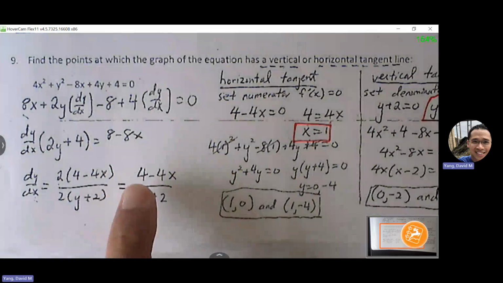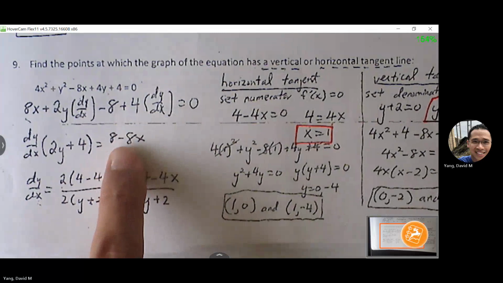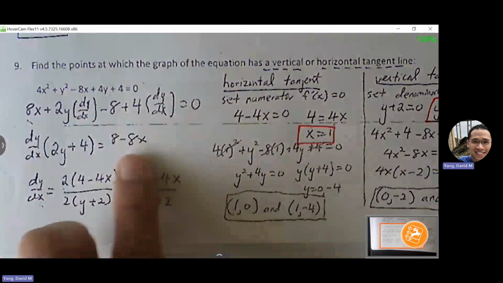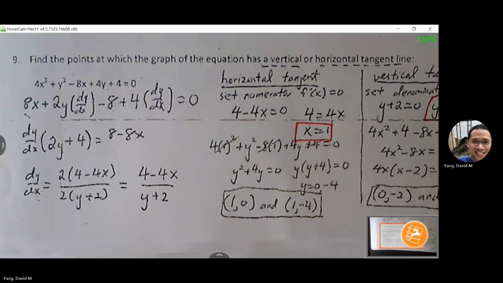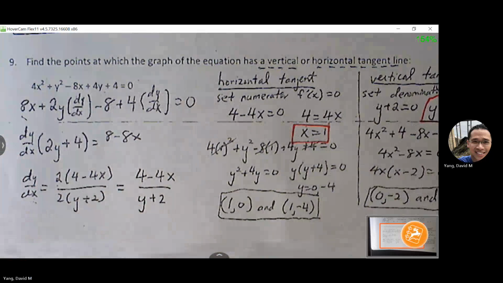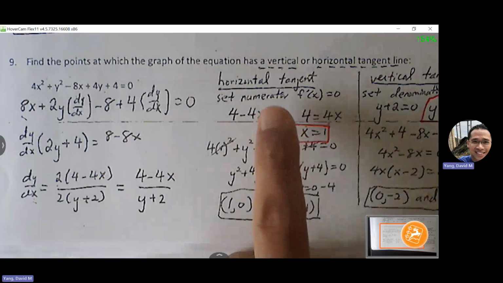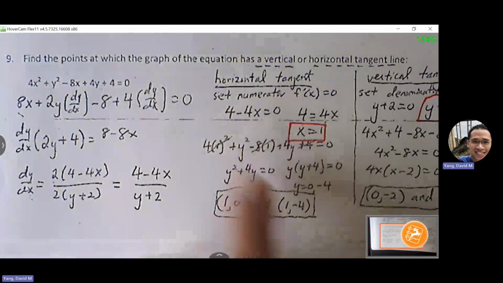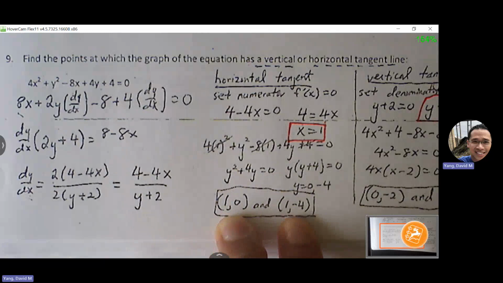I changed the signs here, so plus 8 minus 8x. Then the terms that have dy dx, I can factor it out and divide over. Horizontal tangent, you set the numerator equal to 0. You'll get x equals 1, but 1 is not the full ordered pair. Plug 1 back into the original equation. And in this case, there were 2 ordered pairs, 2 locations where there is a horizontal tangent line.